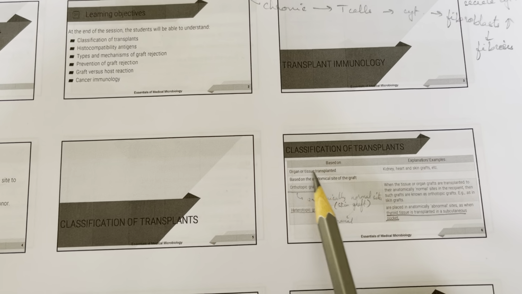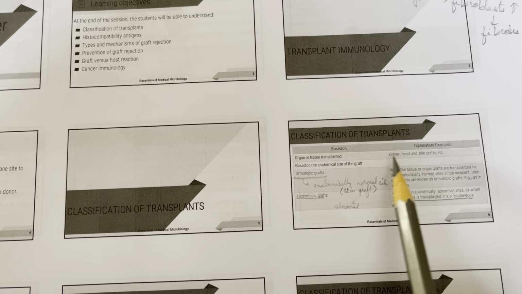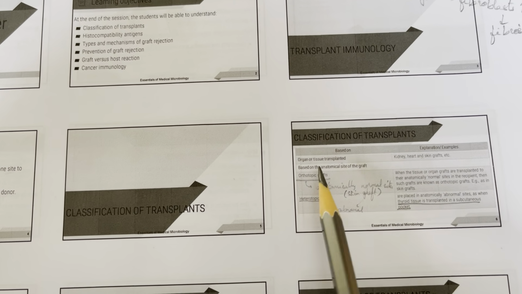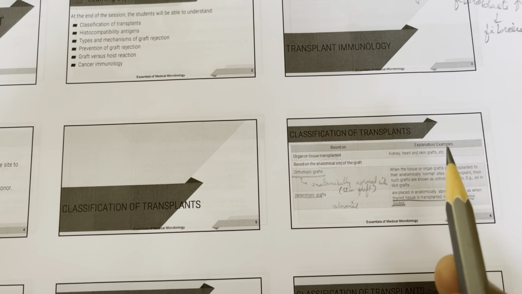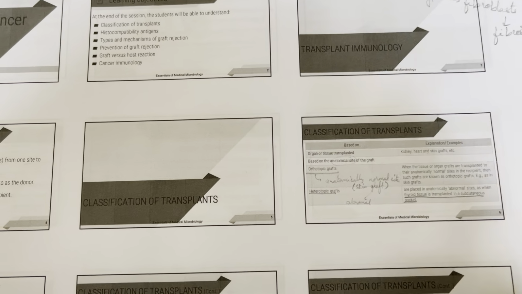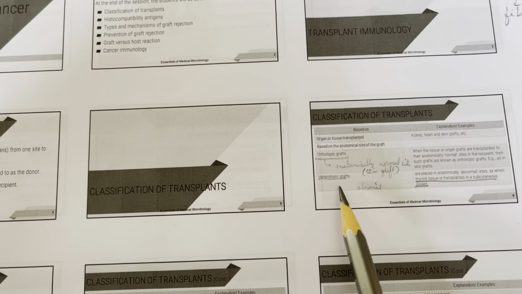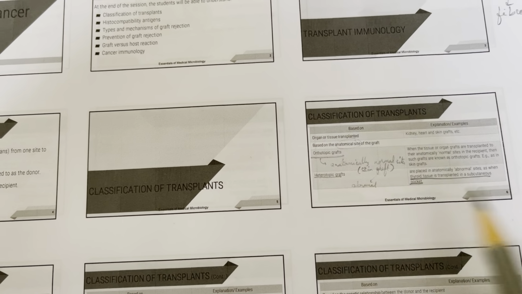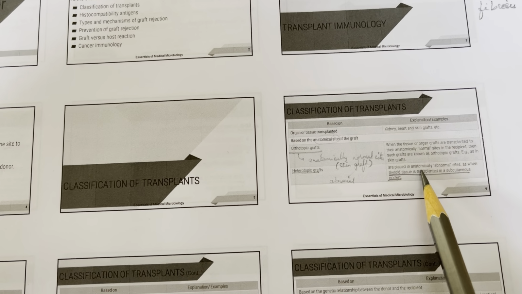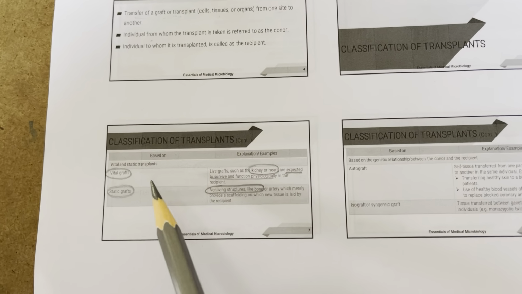Based on the organ or tissue transplanted, you have kidney, heart, skin grafts, etc. Based on the anatomical site, if you have a skin graft, for example, you take it from the skin and place it on the skin. So you place it on an anatomically normal site, that is an orthotopic graft, and heterotopic grafts you place at an abnormal site, so thyroid tissue in a subcutaneous pocket, etc.